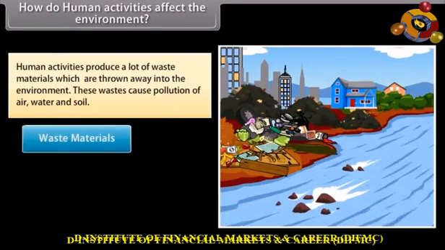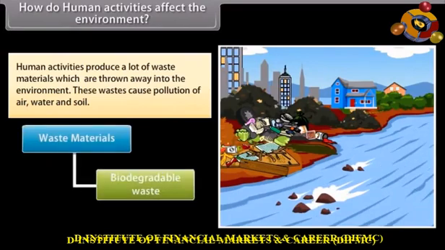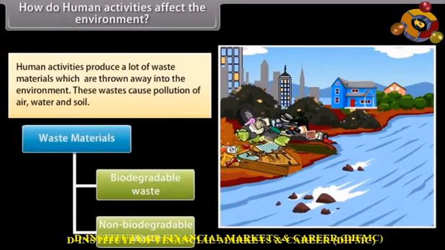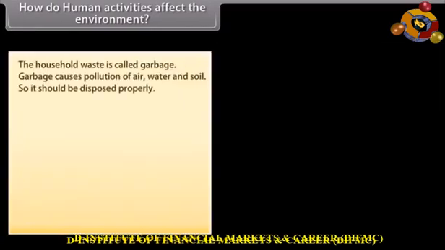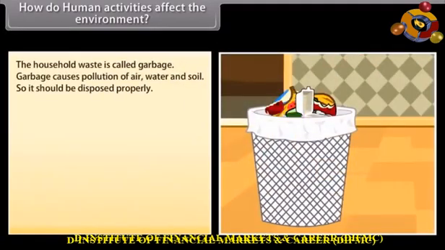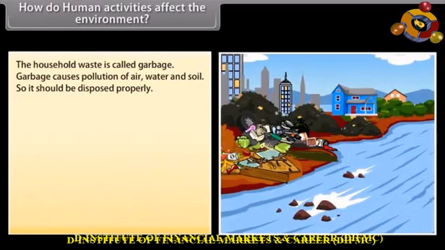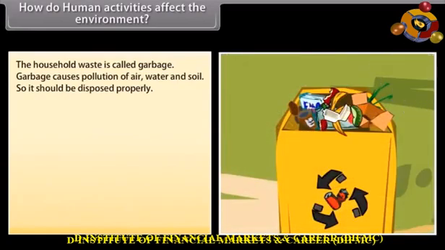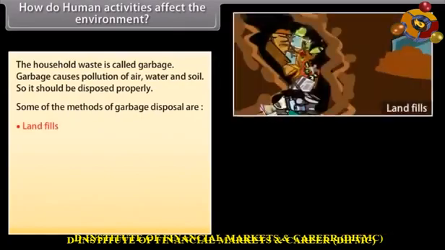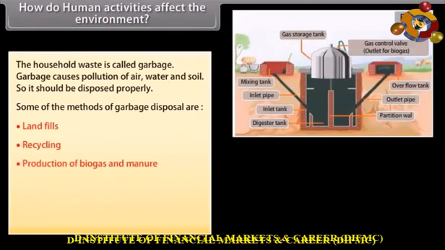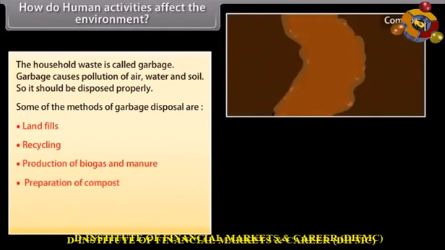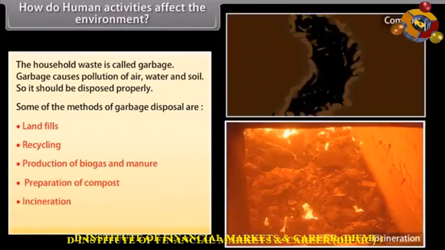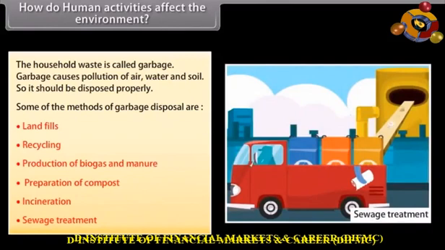The waste materials produced are of two main types. They are biodegradable waste and non-biodegradable waste. The household waste is called garbage. Garbage causes pollution of air, water and soil, so it should be disposed properly. Some of the methods of garbage disposal are landfills, recycling, production of biogas and manure, preparation of compost, incineration, sewage treatment.